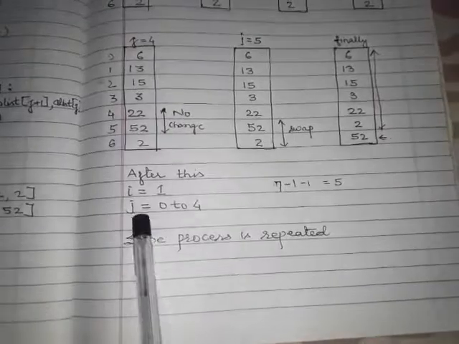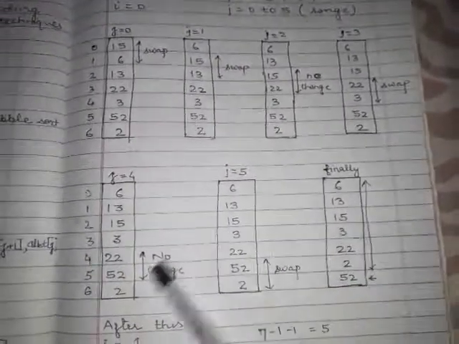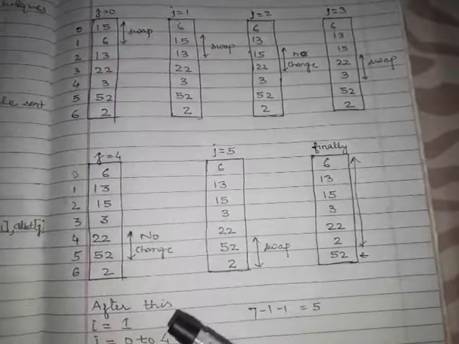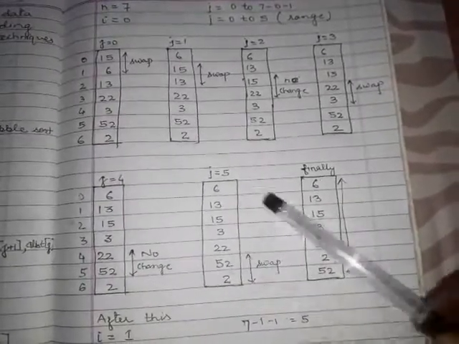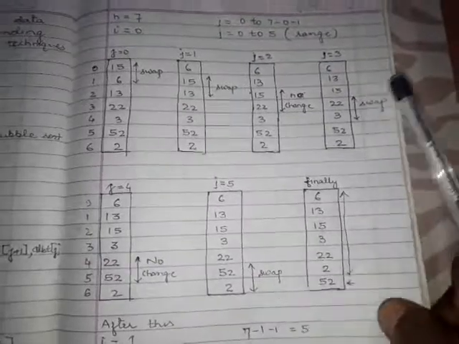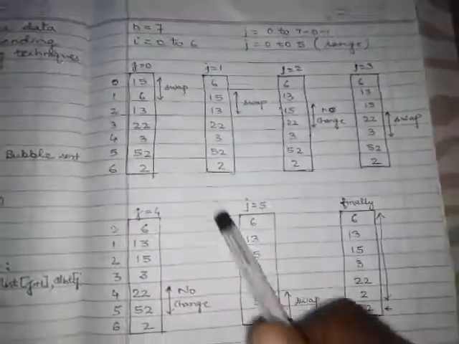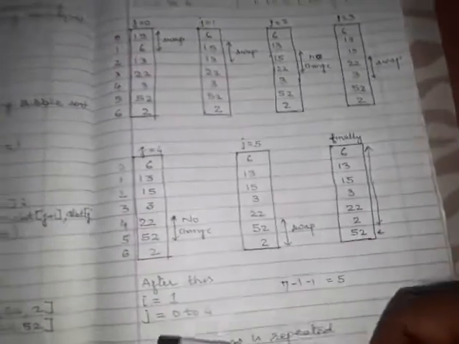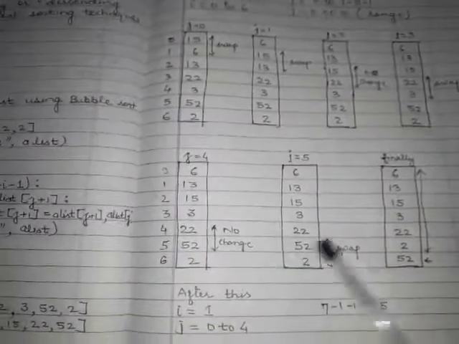For this iteration, 22 will be settled here at last when you run it similarly. So this is the main logic of bubble sorting, and finally the list will be sorted after every iteration for i equals 0 to 6. When the outer loop runs from 0 to 6, then the list will be arranged in sorted manner in ascending order.